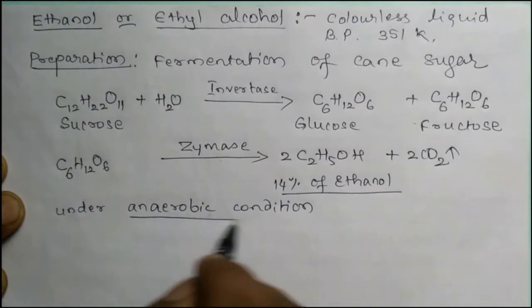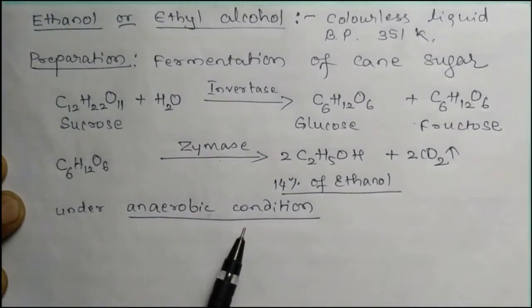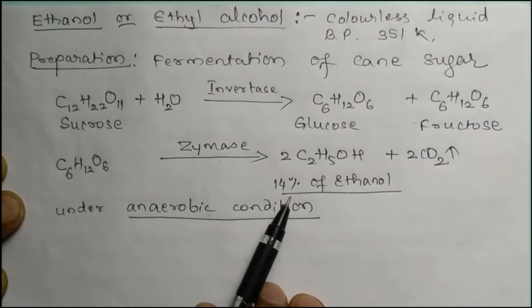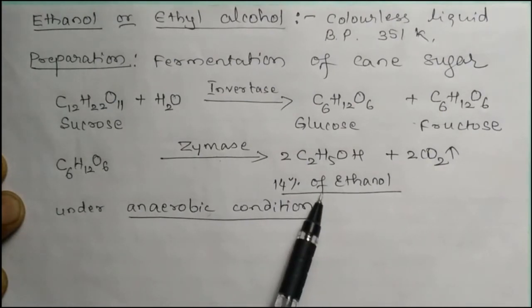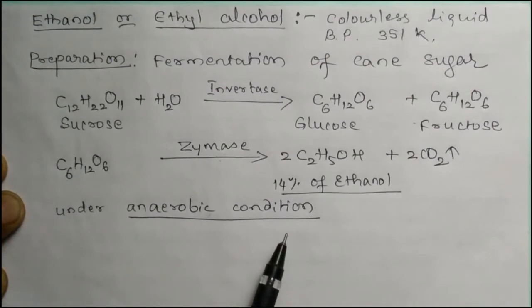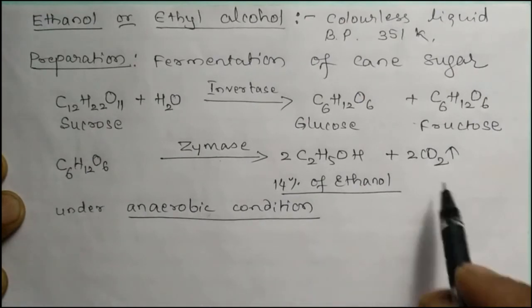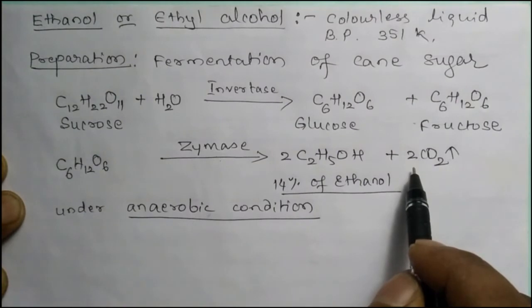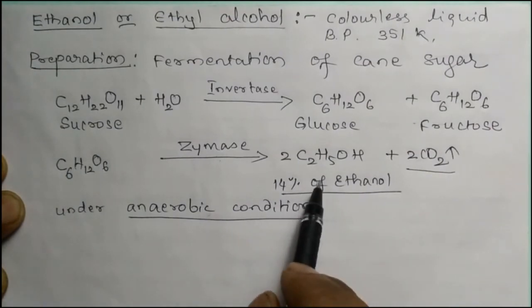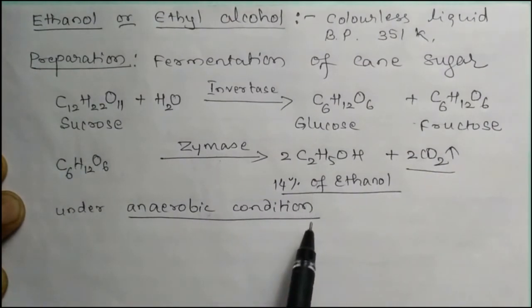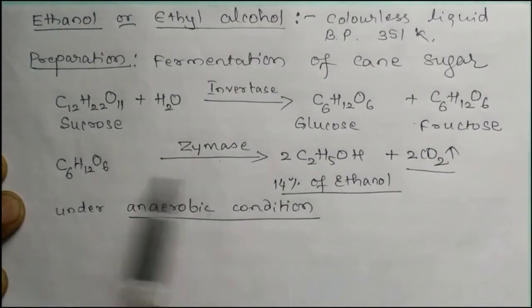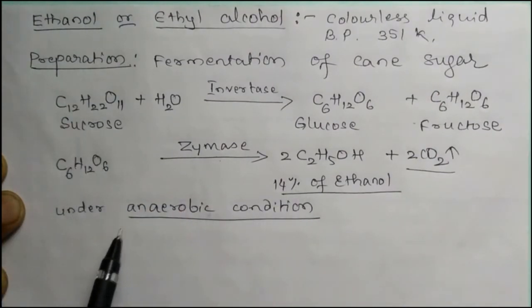Anaerobic condition means in the absence of air. If air is introduced in this fermentation process, then ethyl alcohol undergoes oxidation to form acetic acid, vinegar. Hence the taste of alcohol is lost. Hence it is carried out in anaerobic condition, and during this process carbon dioxide is liberated, which helps to maintain anaerobic condition. Carbon dioxide prevents oxidation of ethyl alcohol with oxygen present in the atmosphere. This is about the preparation of ethyl alcohol.